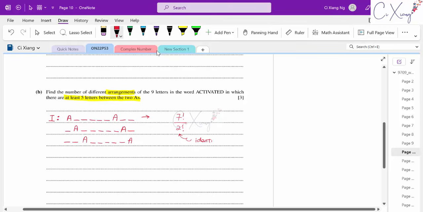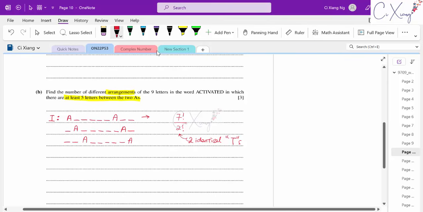Identical T. Okay, I'm having 2 identical T's. Therefore, I have to divide it by 2 factorial. For this case, I no need to divide by 2 factorial for the A. Why? Because I didn't arrange them. I just put them in a certain position, so I'm not arranging them randomly. I no need to divide by 2 factorial because I fixed them at a certain position already.